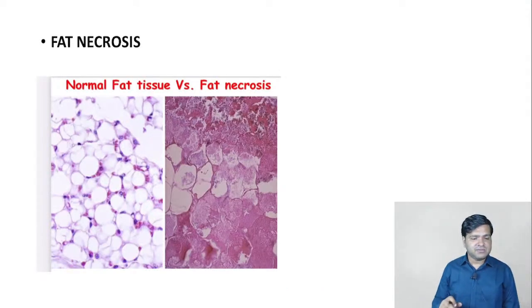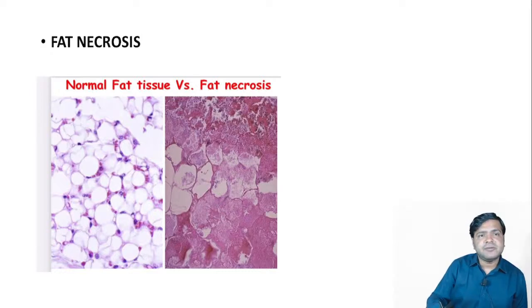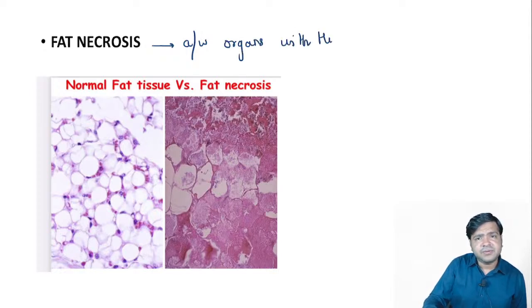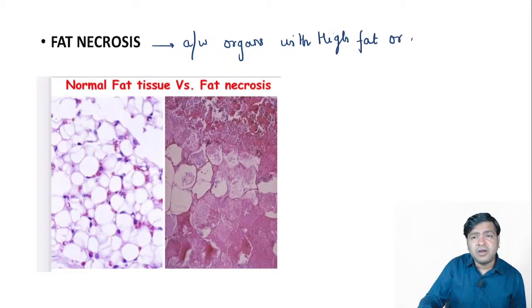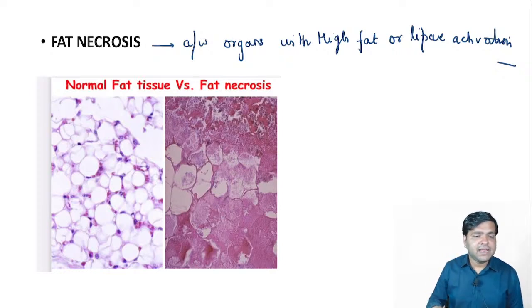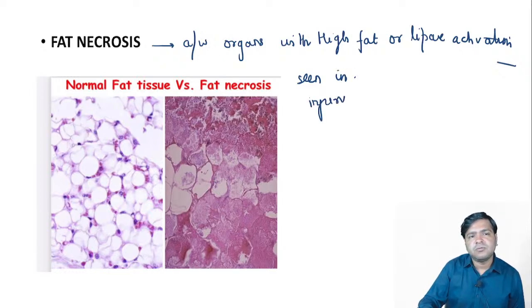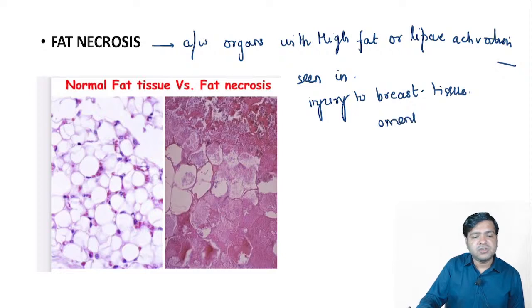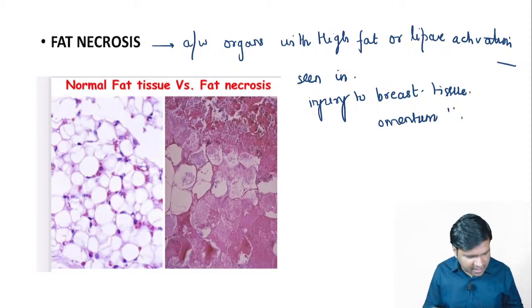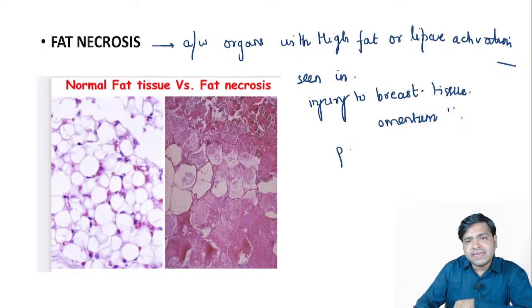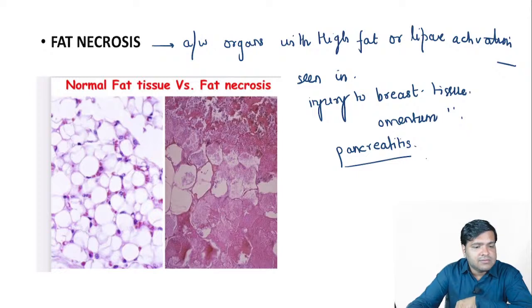Coming on to the next type, that is fat necrosis. Remember that it is associated with organs with high fat content or lipase activation. Can anyone tell me high fat? Basically, it is seen in breast, if there is an injury to breast tissue, and omentum tissue. As Rajesh and Yasir told, it is the pancreas, or I can simply say the inflammation of the pancreas known as pancreatitis.